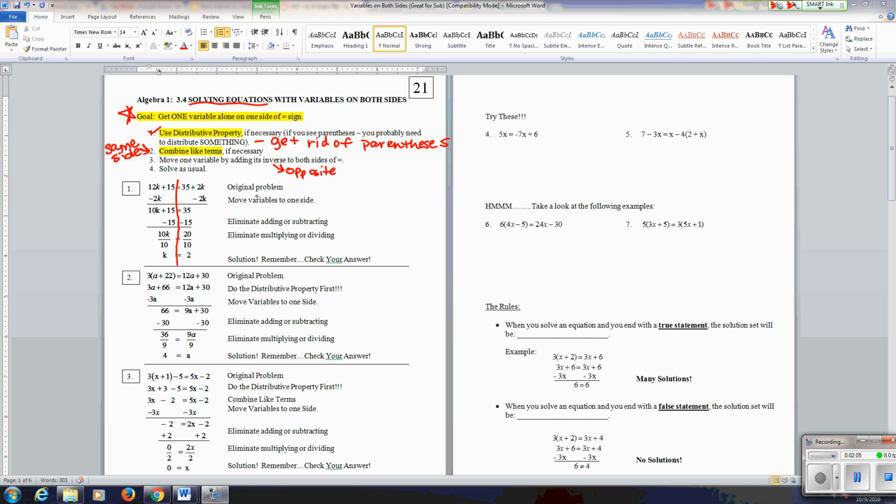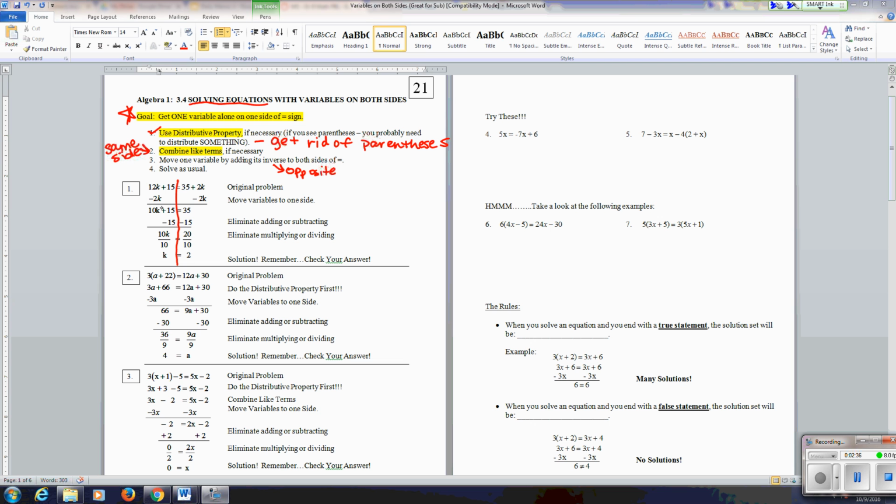So let's check the right. We have a 35 and we have a 2k, and I can't add those together. So there's nothing I can combine on the same side. Our next step is step 3: move one variable by adding its inverse. We could have moved 12k or we could have moved 2k, but we are going to move the 2k. It's a positive 2k, so its inverse is the negative 2k.